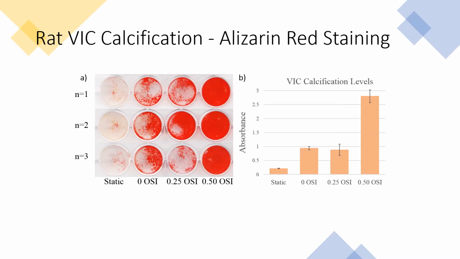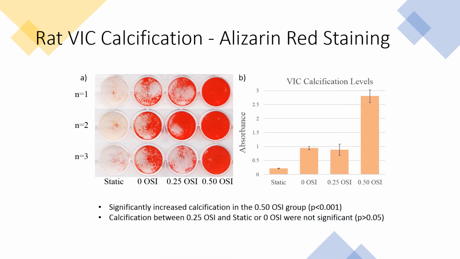Rat valve interstitial cell calcification was measured by alizarin red staining, as shown in image A. The alizarin red dye was then extracted and quantified with a microplate reader, shown in image B. An N equals 3 technical replicates were conducted for each flow group. Highest calcification was observed in 0.5 OSI group. Statistical assessments showed significantly increased calcification in the 0.5 OSI group compared to all other flow groups.